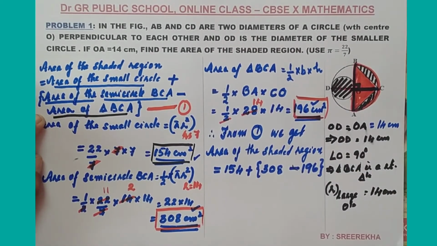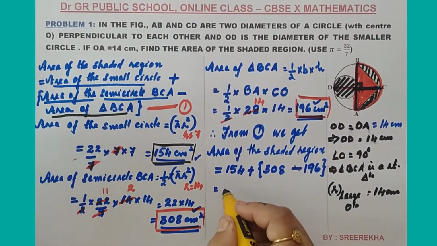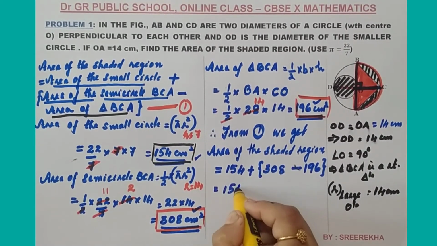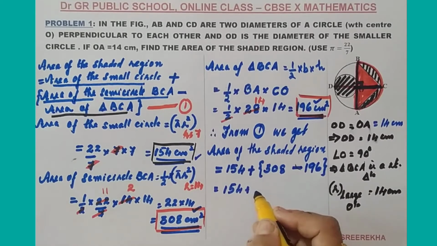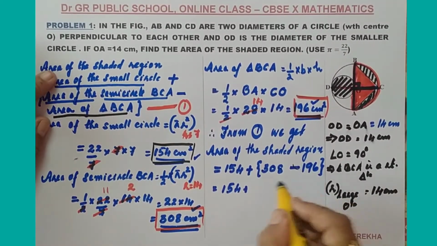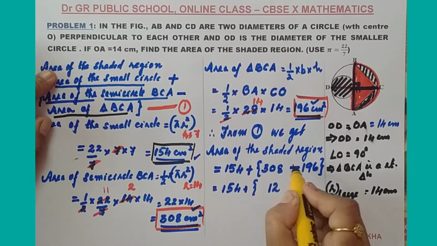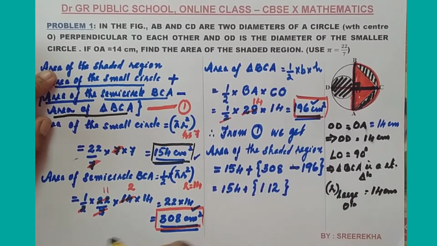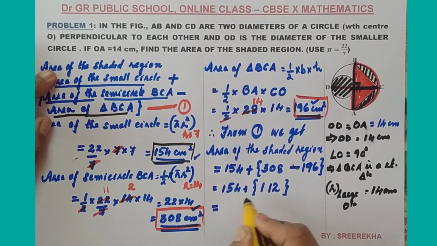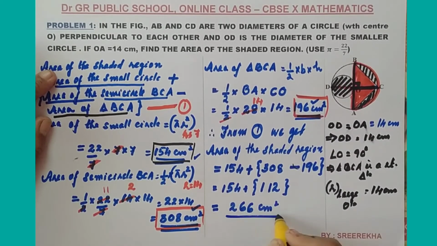Okay, we can simplify this, which is equal to 154 plus. Subtracting these two, what will we get? 8 minus 6 is 2. 10 minus 9, 1. Now the balance here is 2. 2 minus 1, 1. I am going to add up these two: 4 plus 2, 6. 5 plus 1, 6. 1 plus 1, 2. 266 centimeter square is the area.